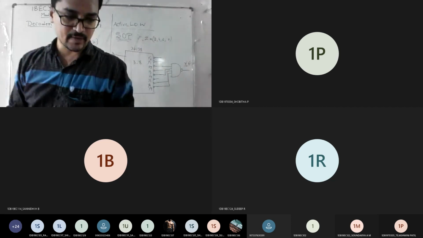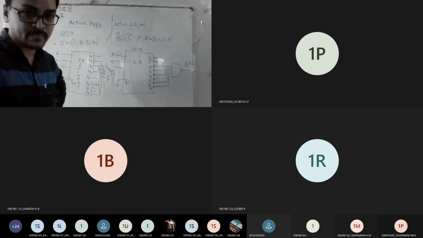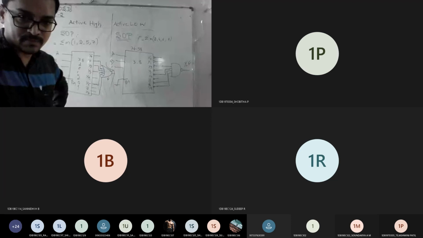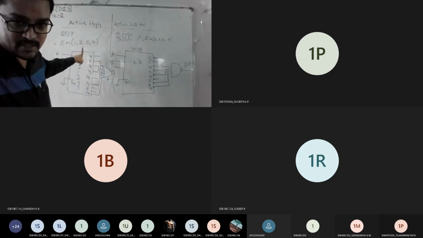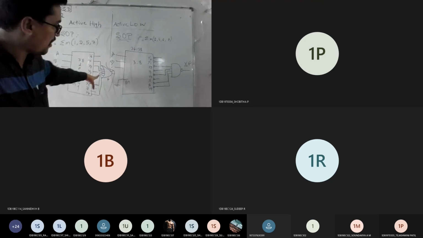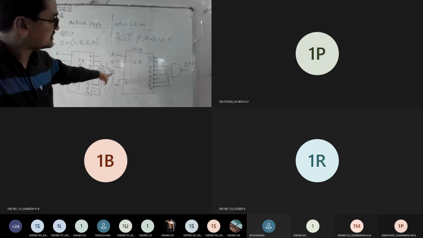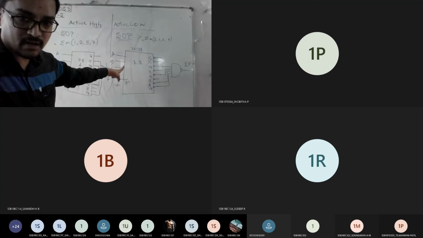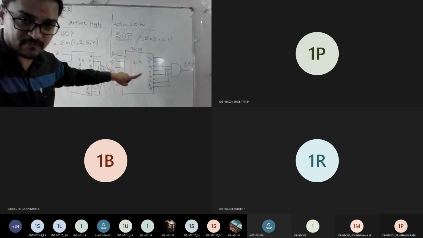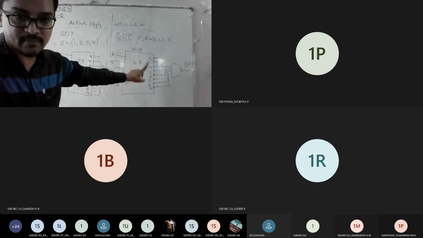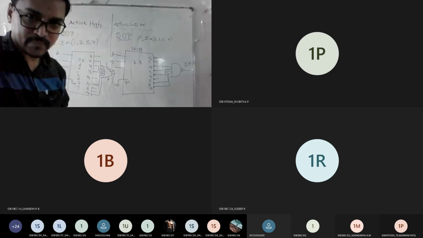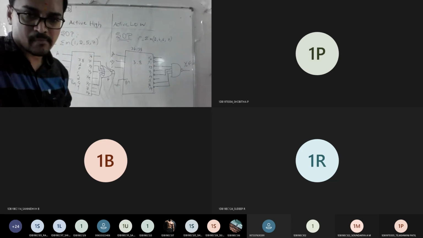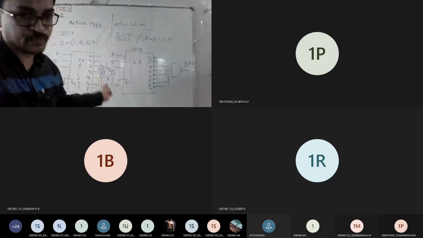So am I done with this, everyone? Did you get the difference between these two? Is it fine? So active high SOP implementation uses an OR gate. Similarly, for active low logic, the 3:8 decoder IC 74138, I need to implement using my NAND gate. Am I clear till here, everyone? So just make a note of this too.